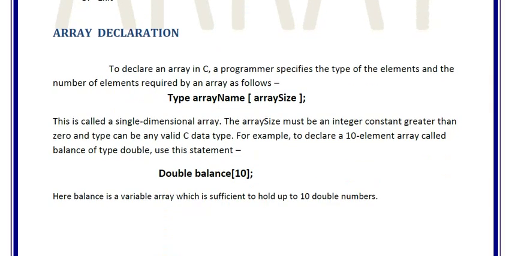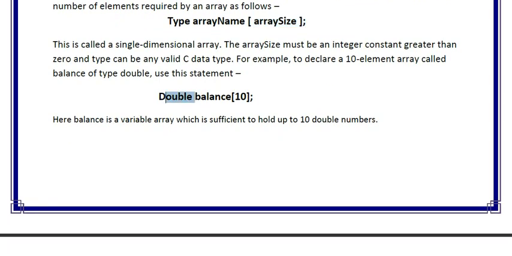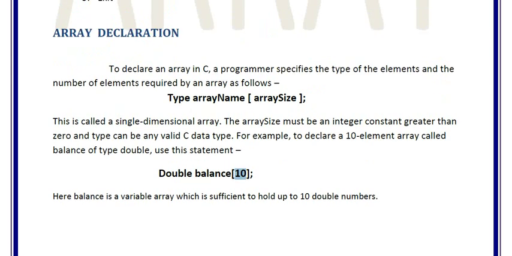Array declaration. First of all, we need to declare the type, then the array name, then the array size. Here, the type is double, balance is the array name, and the size is 10. That's how we declare an array.